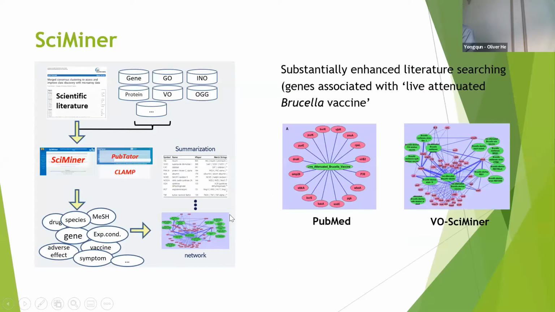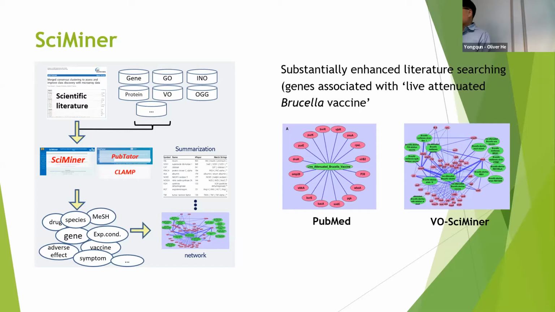SciMiner is basically a mining tool. As I briefly mentioned, it is a dictionary-based approach. It can accept any dictionary of terms, like ontologies, genes, and the Interaction Network Ontology. Those are what we've been trying to use. From the literature, we identify those entities and look at their associations, how they're connected and what the main players are.